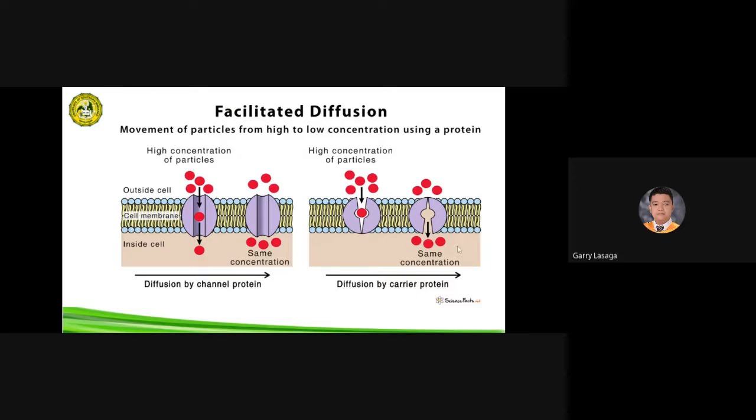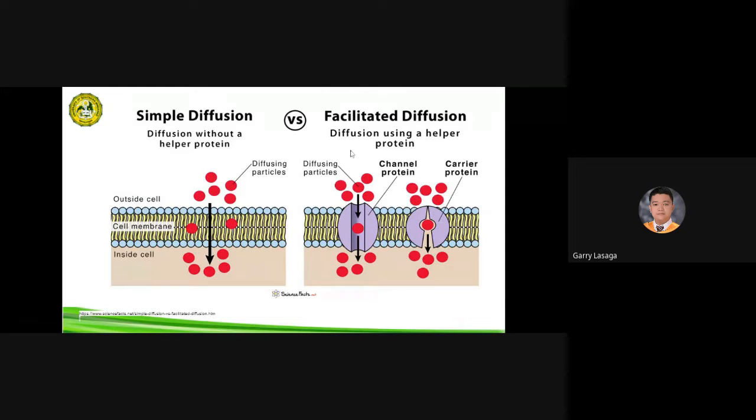For the carrier protein, as you can see here, there is a change in the shape of the protein in order to accommodate the entry or the exit of the molecule across the membrane until equilibrium will be reached. So for the comparison between simple diffusion and facilitated diffusion, simple diffusion does not require the presence of a protein or a helper protein.